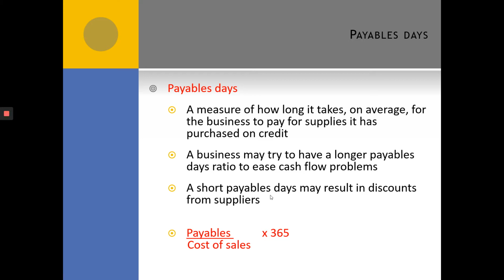However, short payable days could result in discounts. If you've been trading for a while, but you always make sure you pay your bills on time, your suppliers may recognise this, and as a gesture of goodwill, they may offer you a 5% or a 10% discount because you've continually been able to pay your bills on time. So the formula for payable days is payables over cost of sales times by 365. Pause the video now and make a note of the formula.